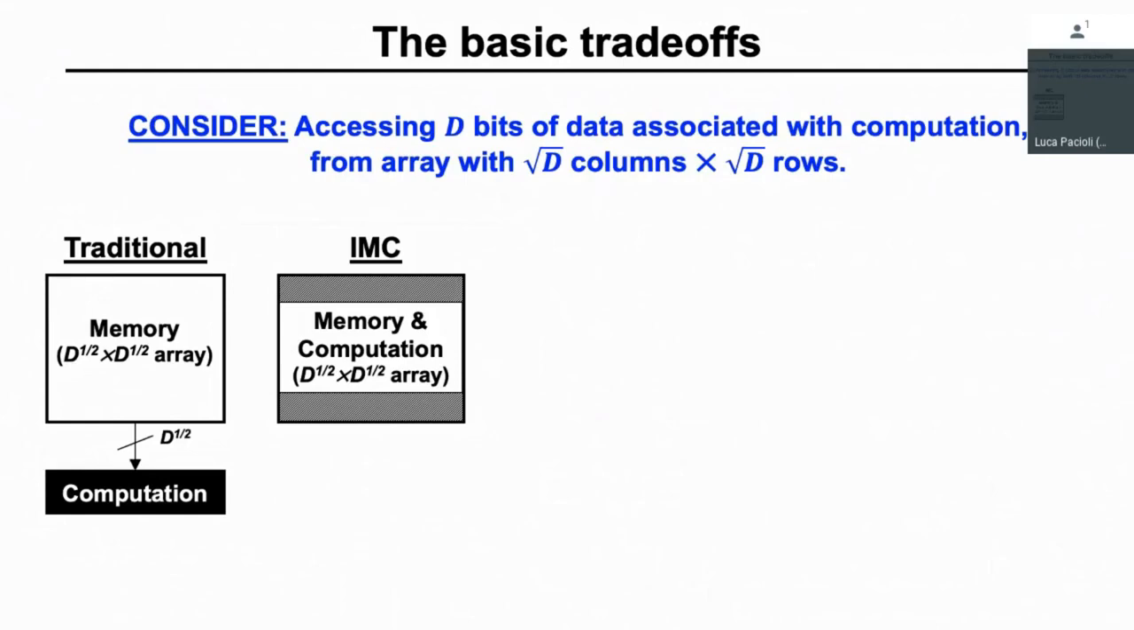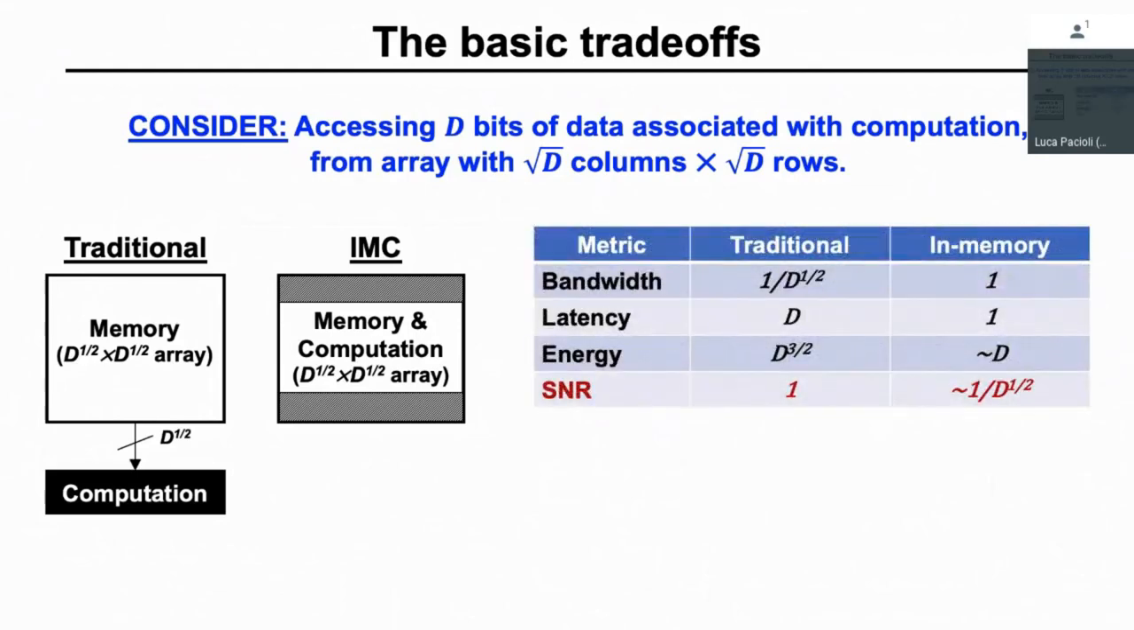Imagine I've got some sort of computation that needs to access a total of d bits of data. And so you might do that from a memory array, which is arranged as a square root d by square root d. And I'm going to compare these two architectures, traditional one where I have memory and compute separated, and then one where I have this in-memory computing. And the metrics I'm going to look at are the ones we typically care about for memory accessing: bandwidth, latency, and energy. And then I'm going to throw this additional one in here, SNR. I'll talk about that in a moment.